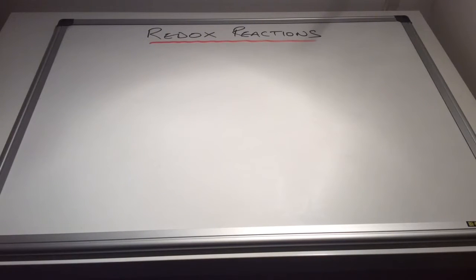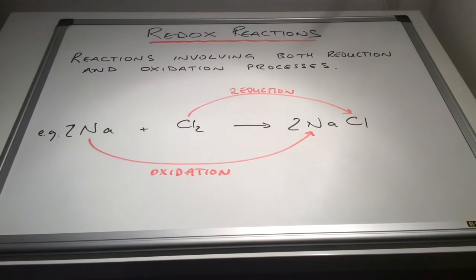In this video, I'm going to look at redox reactions in terms of oxidation number. So obviously a good place to start is the definition for a redox reaction. Redox reactions are reactions involving both reduction and oxidation processes. And there's an example on the board. So we've got the reaction between sodium and chlorine to make sodium chloride. And I've marked up the oxidation process and the reduction process.